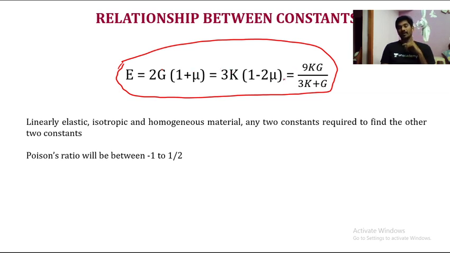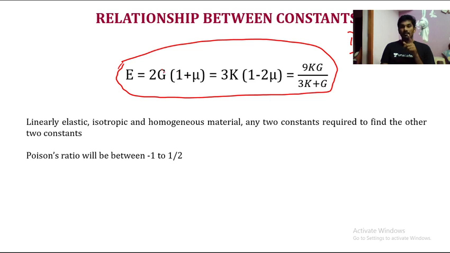What is the important point? First point, remember this: if you know any two elastic constants, you can identify the remaining ones. How is it possible? If Young's modulus and rigidity modulus are given, then you can identify the Poisson's ratio. Once you have the Poisson's ratio and Young's modulus, substitute here and you can identify the bulk modulus.